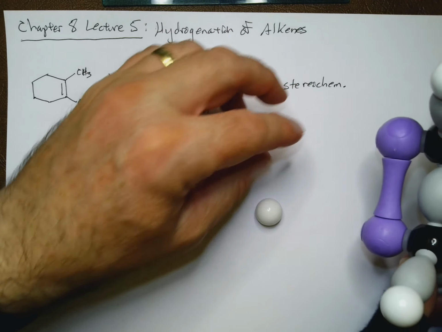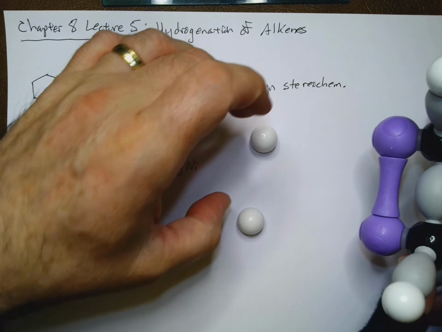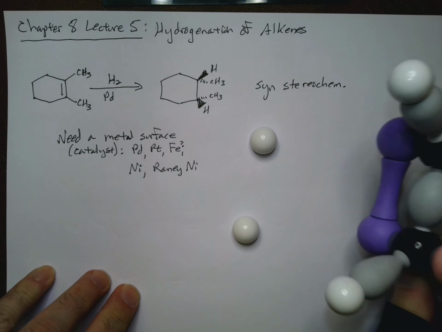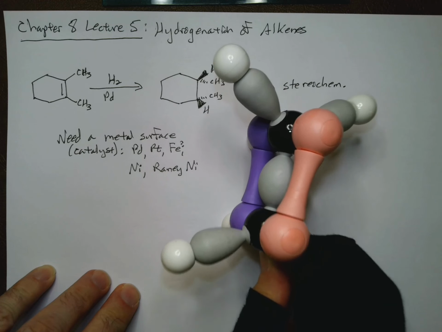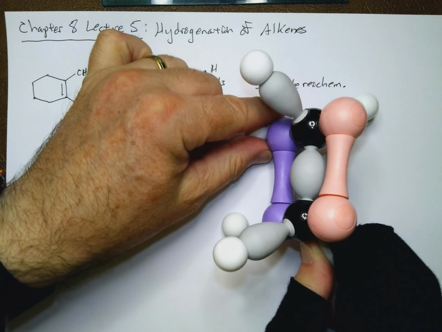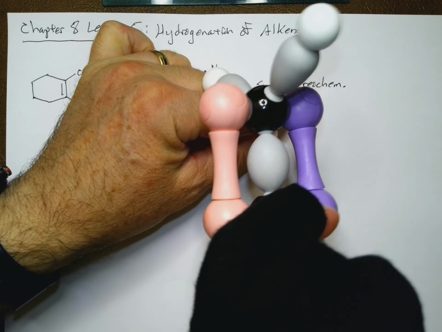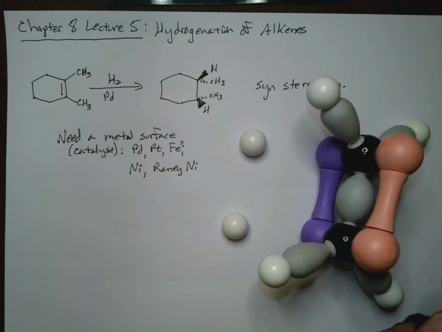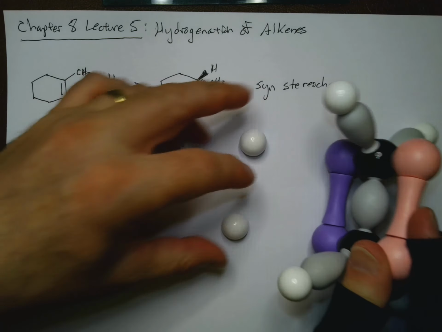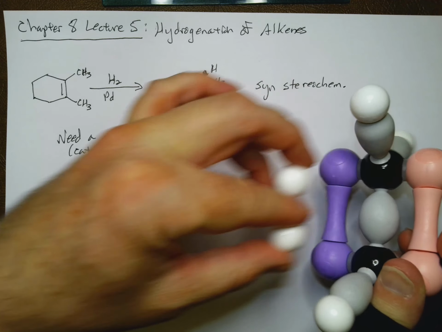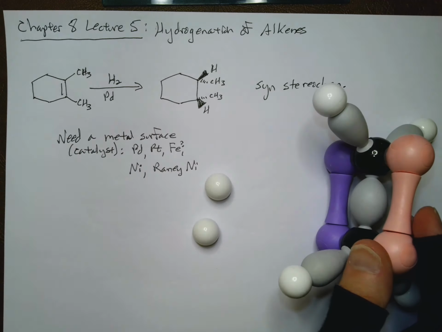Essentially the surface is holding the hydrogens in place, breaking the H-H bond, and then our alkene can come along and pick these guys up. But it has to be the same side, the same face of the alkene. We can't have one go like that and then the other twist around like that. Just like we had with the hydroboration oxidation, we have a syn stereochemistry because both atoms are being added to the same face of our double bond.